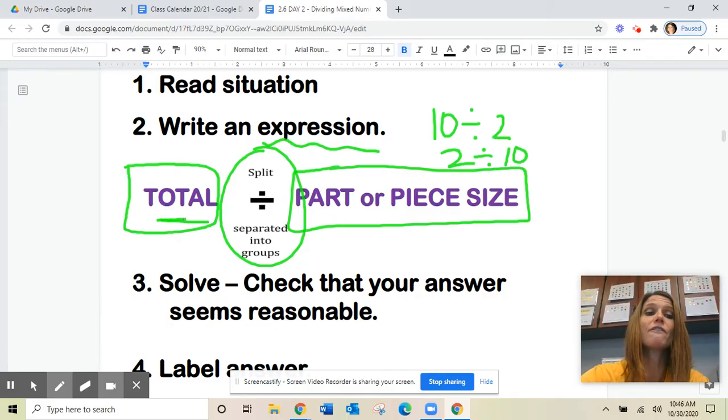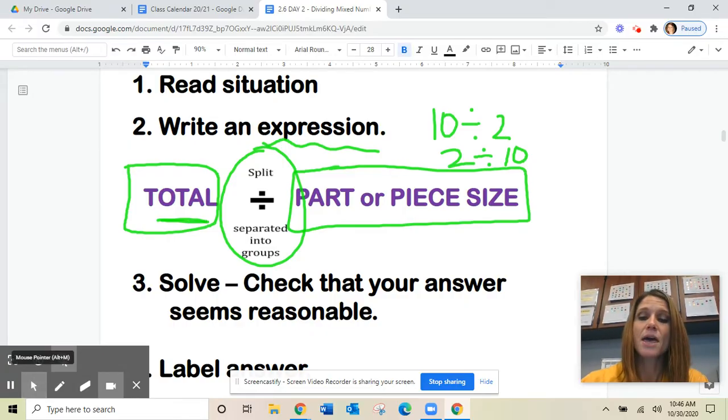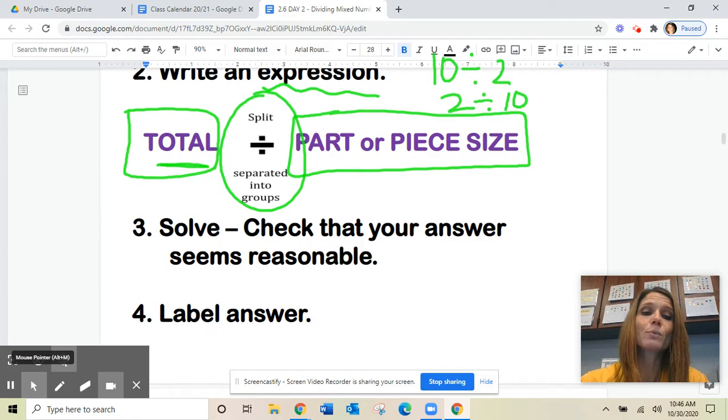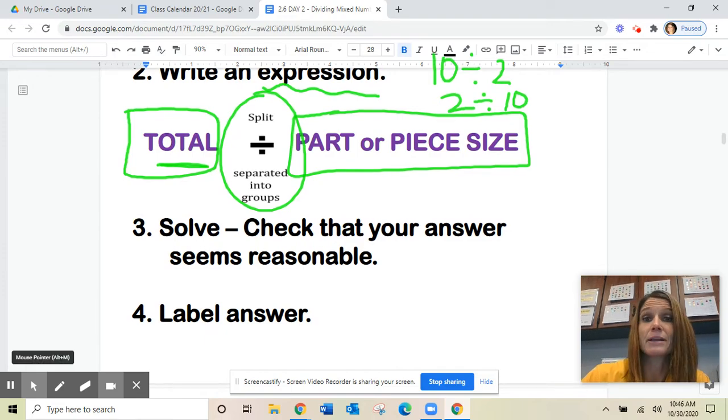So total first. Then we prepare our values. Any mixed become improper. And then we keep it, change it, flip it. We solve it. We kind of check that our answer makes sense. Is it reasonable? And then we would label it.